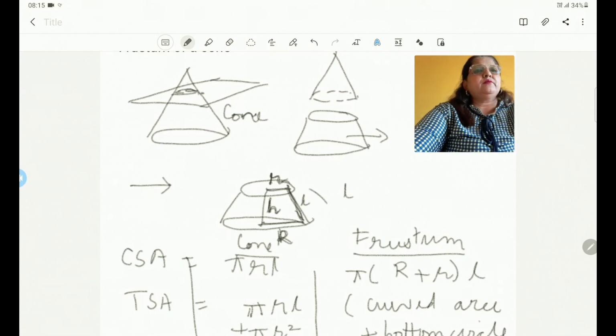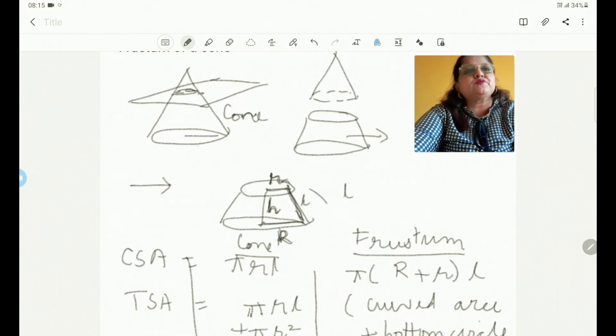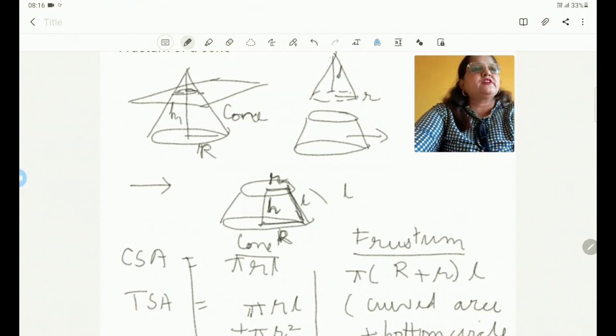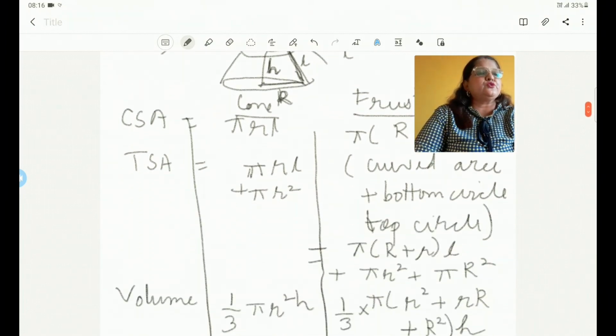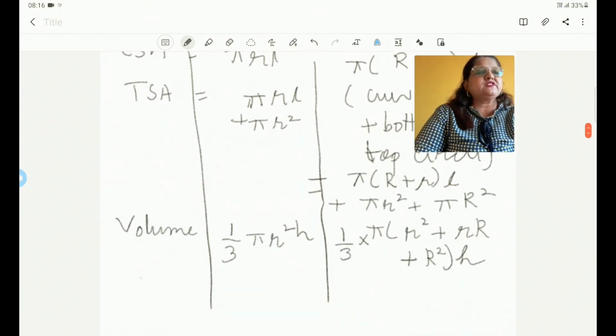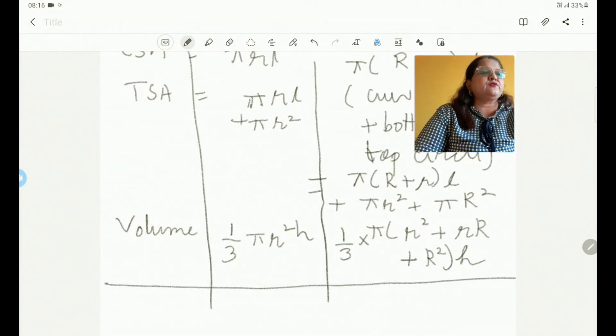Now for the bigger cone, this was capital R, and this is small r. Let this height be h1, let this height be h2, and let this be L1 and let this be L2. So in terms of the respective letters, you can find out the volumes of those. But if a frustum is given to you, L is the slant height, you have to remember this formula and then solve questions using this formula properly.